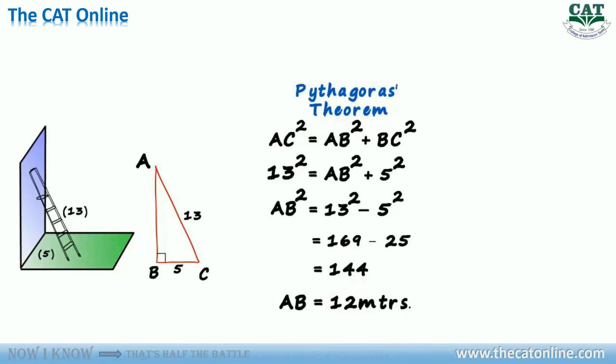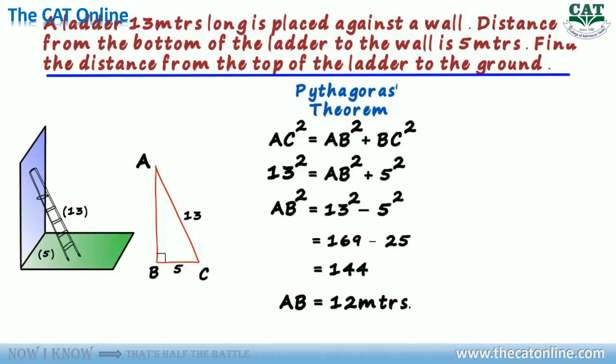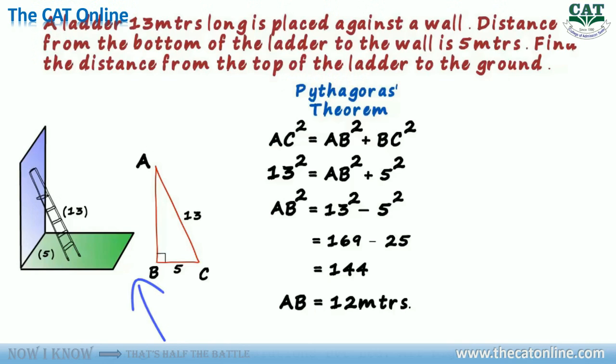But this is not how problems are asked. This is how problems are asked. A ladder 13 meters long is placed against a wall. Distance from the bottom of the ladder to the wall is 5 meters. Find the distance from the top of the ladder to the ground. But do not worry when you see such lengthy problems. Just read them carefully part by part. Visualize the figure and focus on how you will find the unknown. Try reading the problem and relate it to the figure we have drawn.